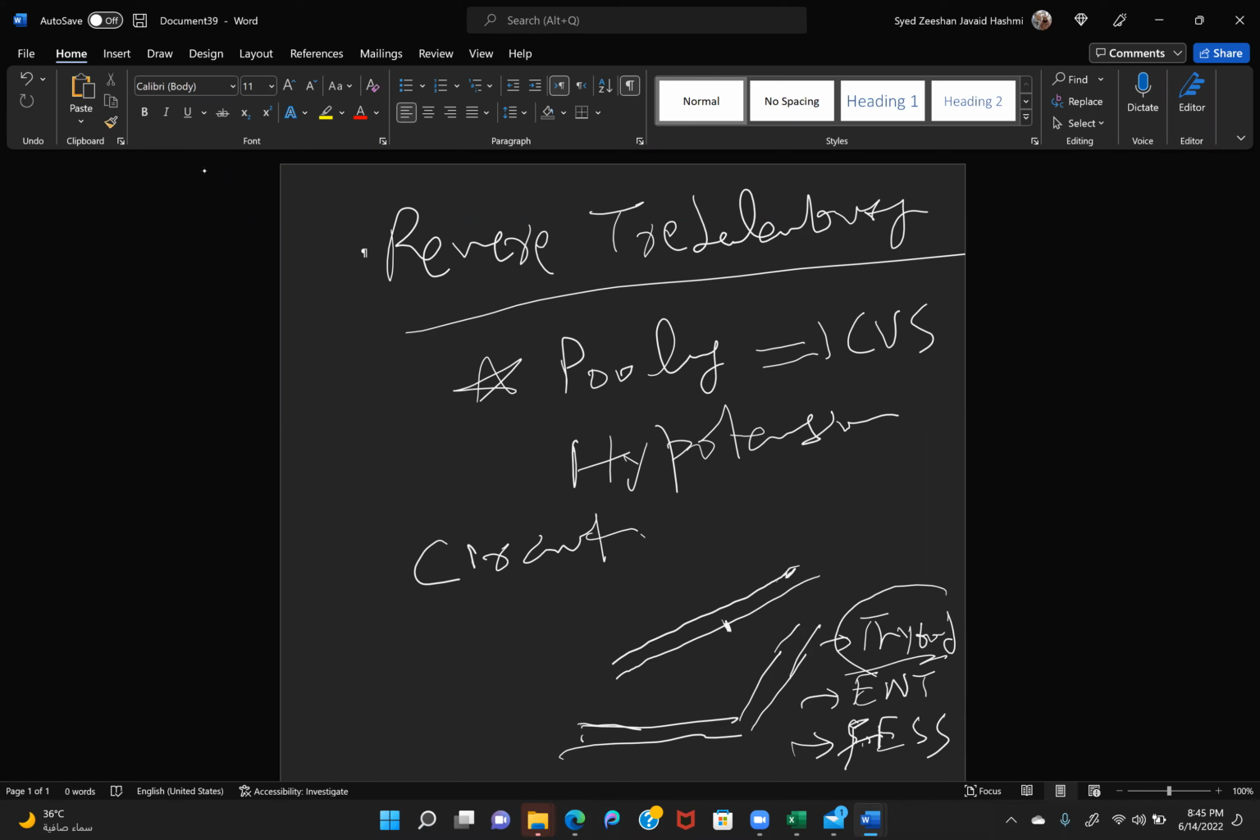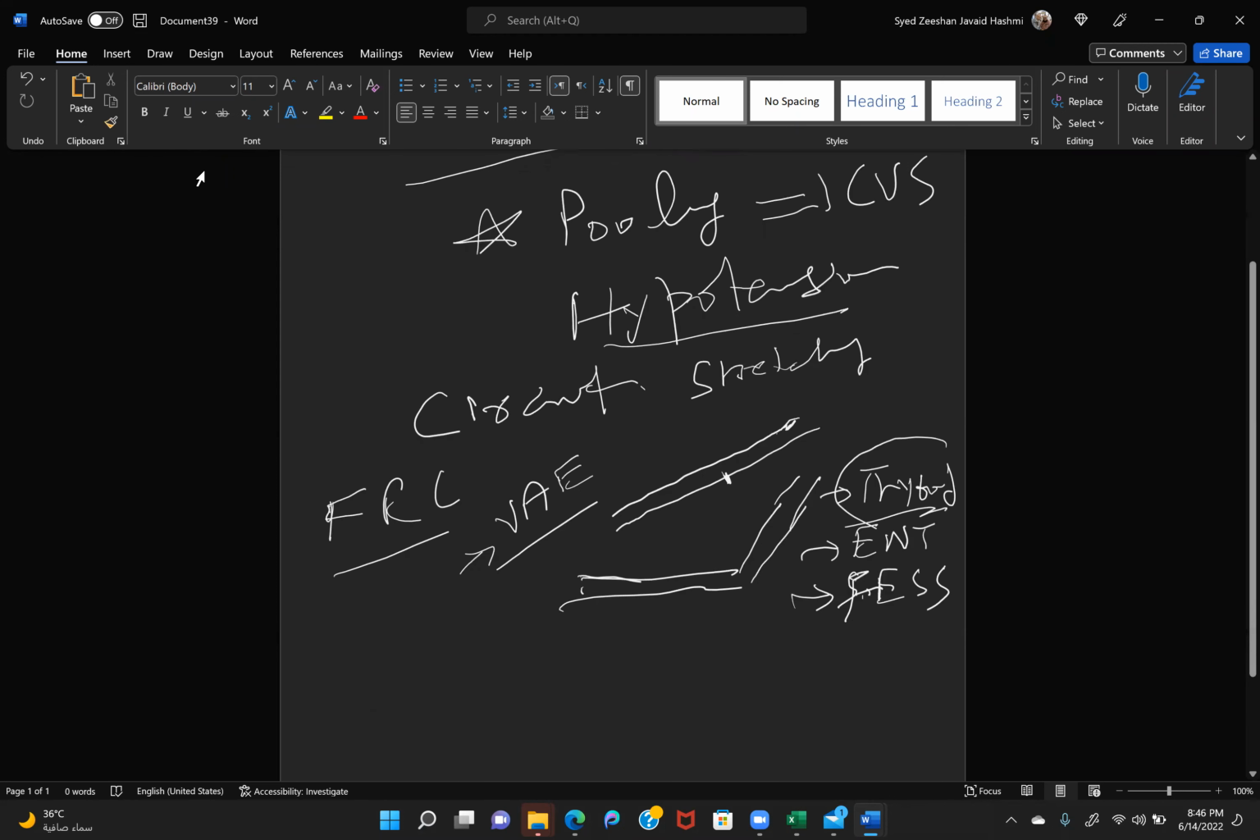Similarly, FRC will improve actually. But what other problems can occur? As I told you, there may be hypotension and there are chances of venous air embolism. What else? Tube dislodgement, circuit stretching. I think this is it.